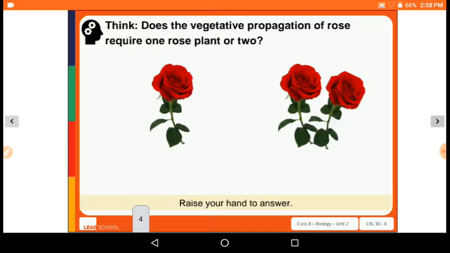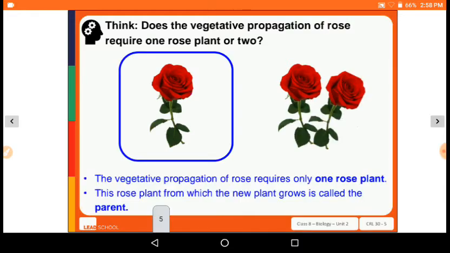Now next, does the vegetative propagation of a rose require one rose plant or two? The vegetative propagation of a rose requires only one rose plant. The rose plant from which a new plant grows is called the parent. What will we call the rose plant from which a new plant is formed? Parent.